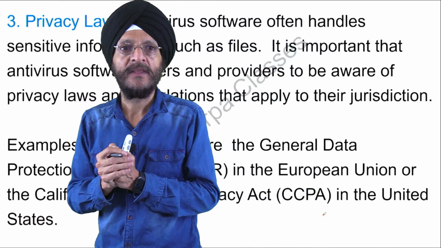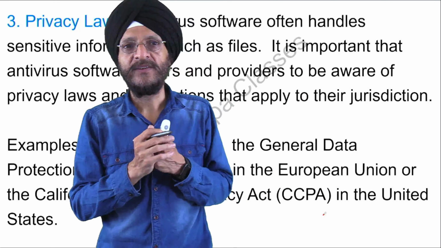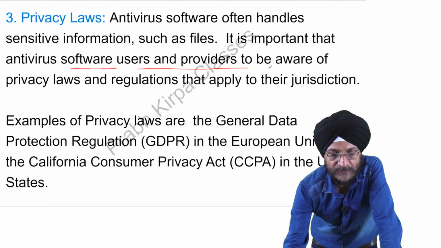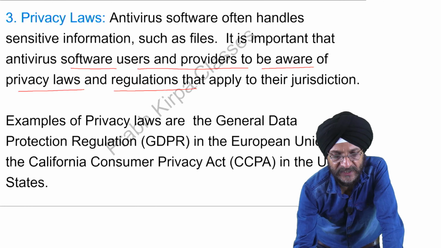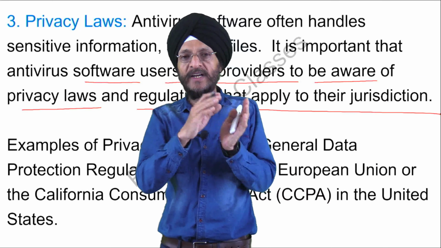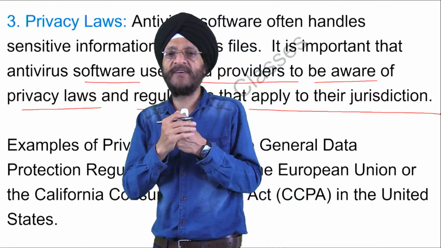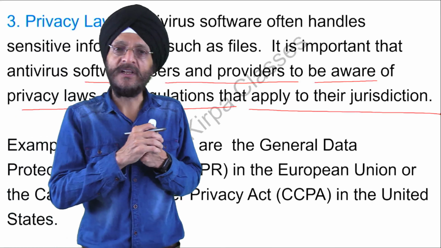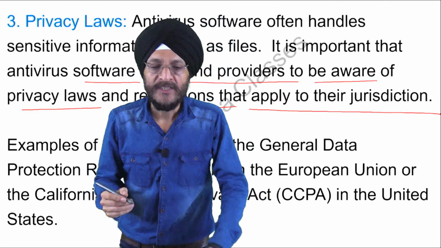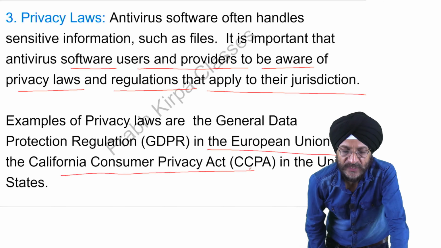Next is privacy laws. Antivirus software often handles sensitive information which is stored in the files. It is important that antivirus software users as well as the providers be aware of the privacy laws and regulations that apply to their jurisdiction. It means that privacy laws and regulations may differ from country to country, and the users as well as the sellers of the antivirus software must be aware of those laws and regulations which are applicable to their territory. The examples of privacy laws are the General Data Protection Regulation in the European Union or the California Consumer Privacy Act in the United States.